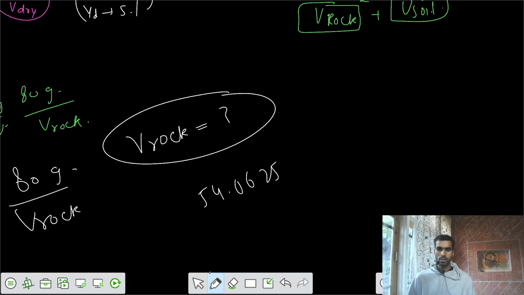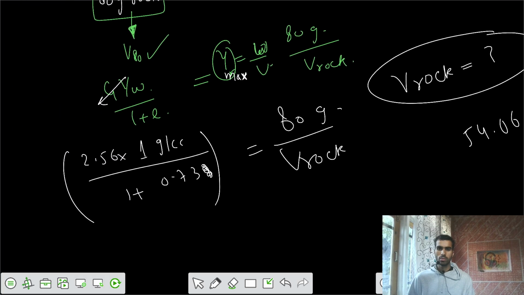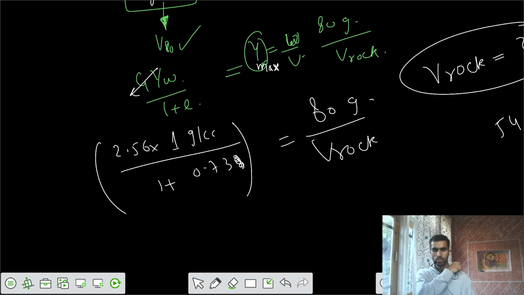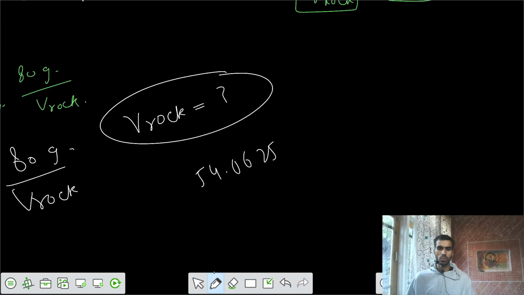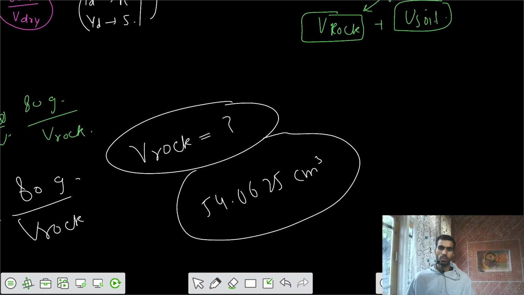Is this the volume? 80 grams divided by that 1 point something value. We don't know exactly, but let's say that we got this value, 54.0625.